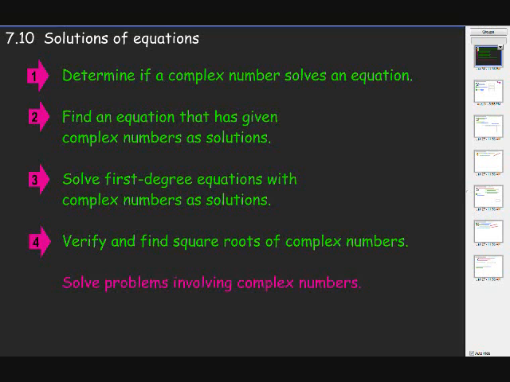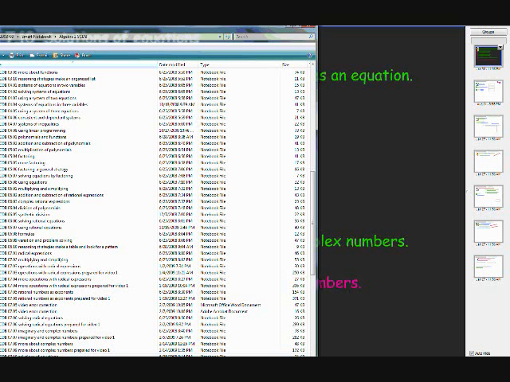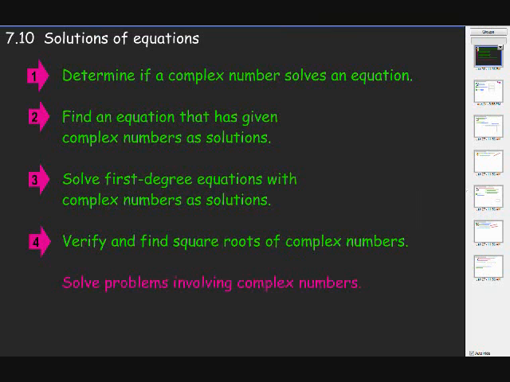Okay, here we are again. This will be the last section that we will do in Chapter 7. After this, we'll be working in Chapter 8. Let's see what we can do with it.